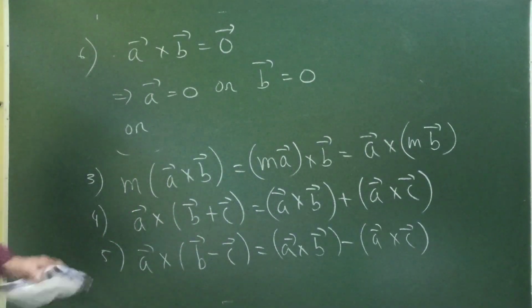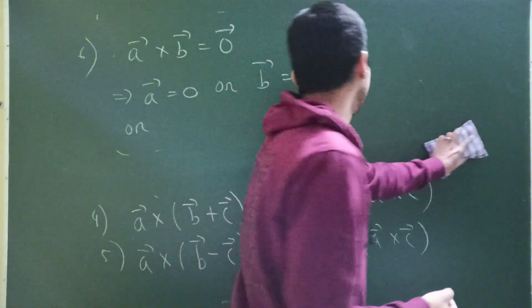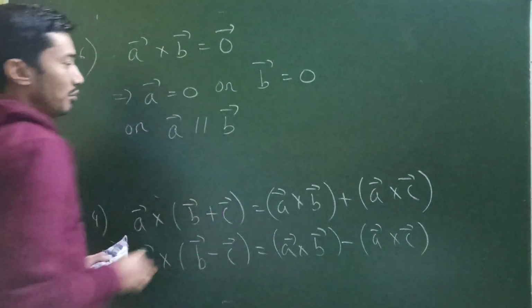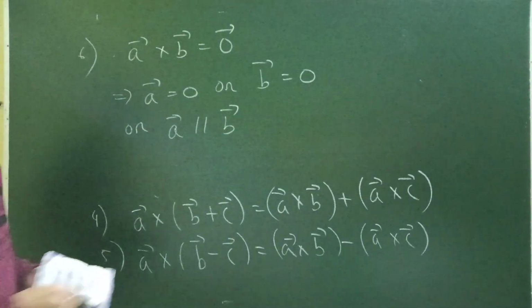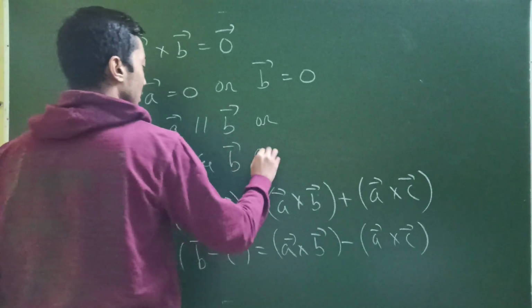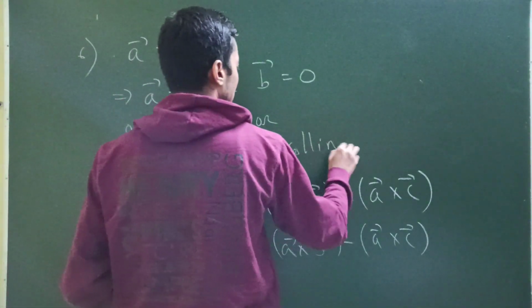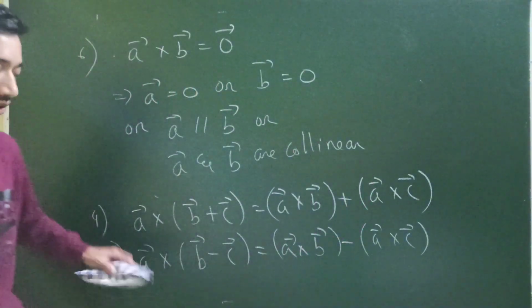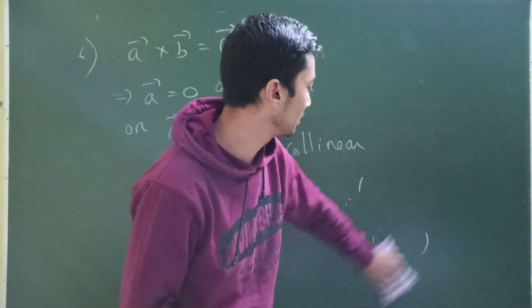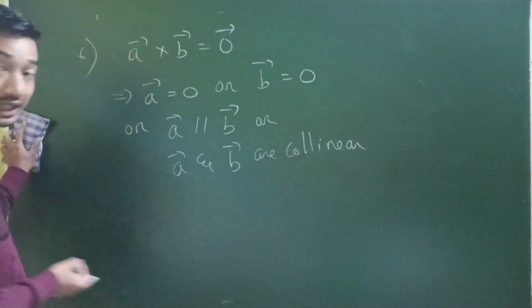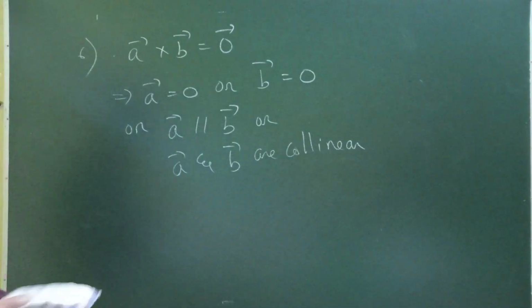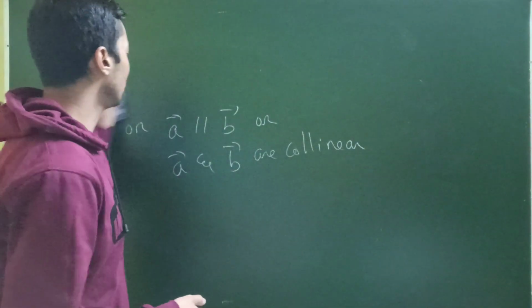Alright, or what are the other conditions? Either vector A equal to 0 or vector B equal to 0, or the two vectors are parallel, that is vector A parallel to vector B, or the final condition, that is vector A and vector B are collinear or parallel also. So these are some of the brief properties of vector cross product, briefly given to you. Now let's discuss how to find out the area of a parallelogram.